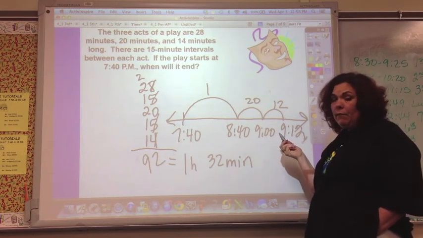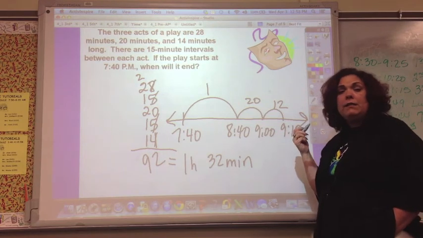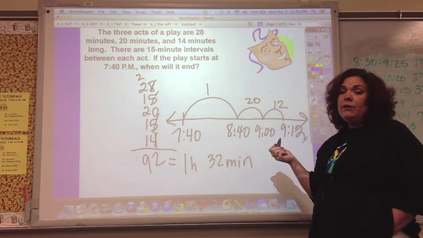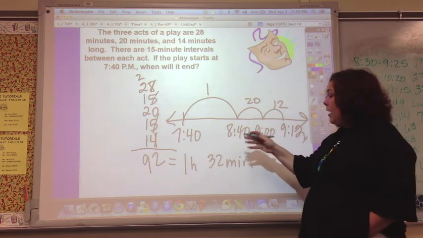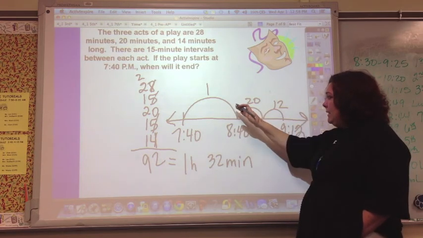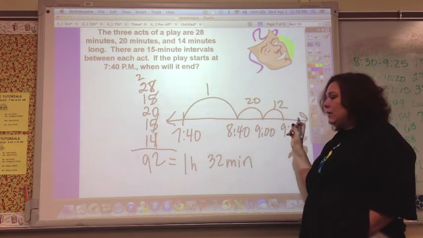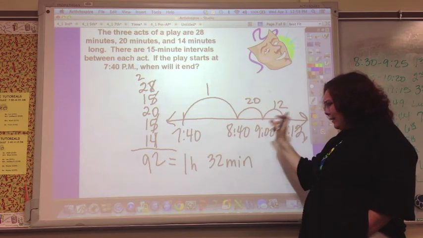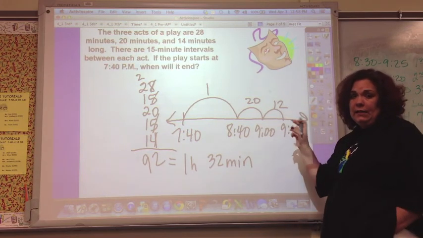You don't have to use the number line, and if you want to just count minutes and count hours and do it on your own, you can if that works for you. I just like to lay it all out, because then I know I'm breaking it down into bite-sized chunks and can see what I'm doing.